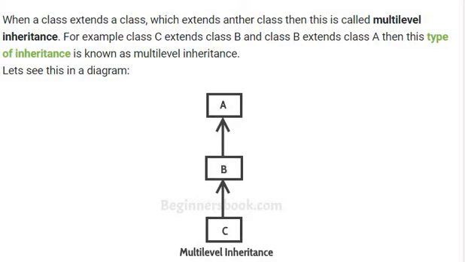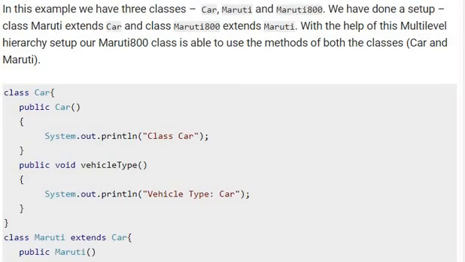Multi-level inheritance. From A, B is created, from B, C is created. So A is base class to B and B is base class to C. So B is created from A and C is created from B, multi-level. So we have three classes in this example.